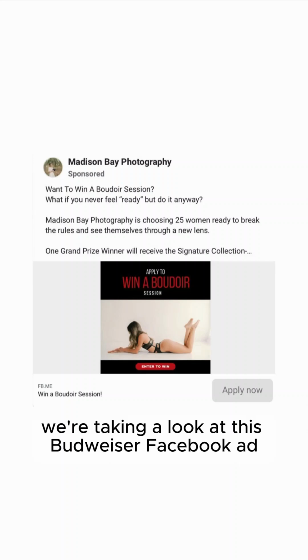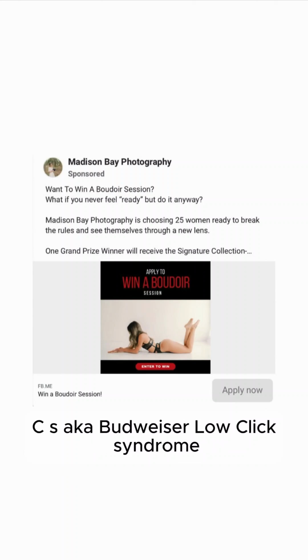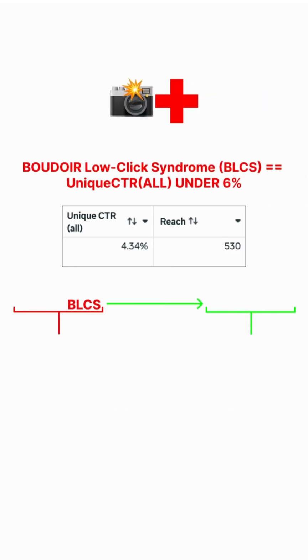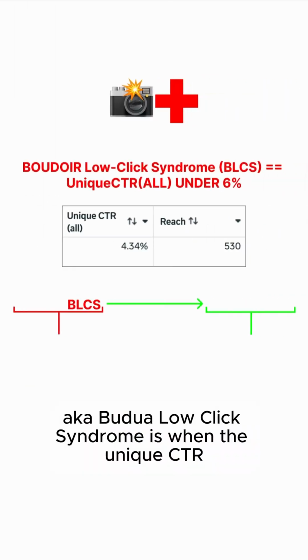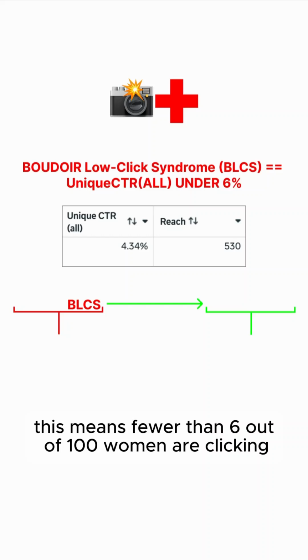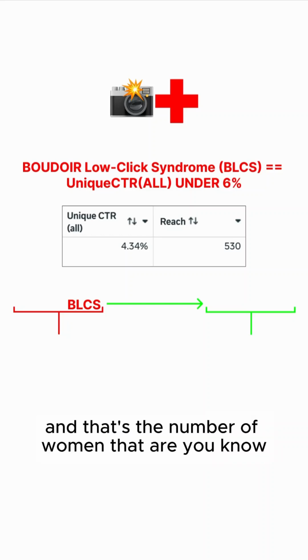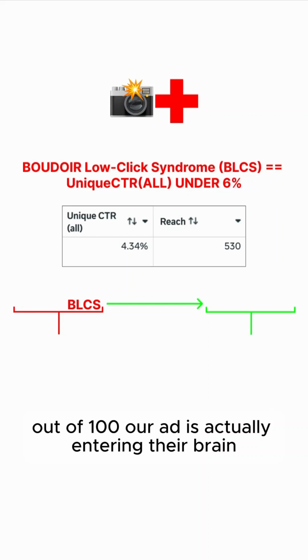All right, y'all, we're taking a look at this Boudoir Facebook ad. Going to diagnose it, see if we believe it has BLCS, aka Boudoir low click syndrome. Boudoir low click syndrome is when the unique CTR on our Boudoir Facebook ad is under 6%. This means fewer than 6 out of 100 women are clicking somewhere on our Boudoir Facebook ad. And that's the number of women, out of 100, whose brains our ad is actually entering.